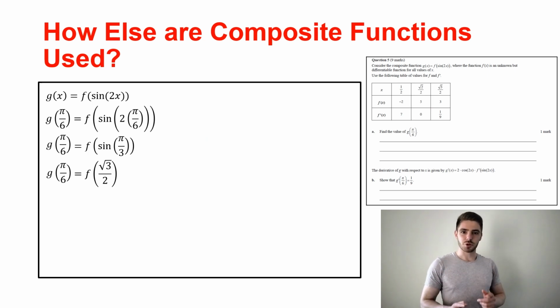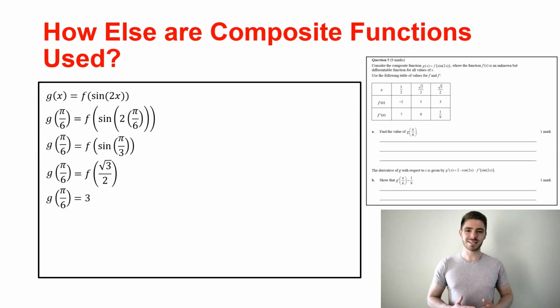This is where the table of known values comes in. We know that if x equals root 3 on 2, which it does, then f of x at that value will be 3. Hence, we can replace that entire expression with just the value 3. So finally, we have our answer. G of pi on 6 is just 3.